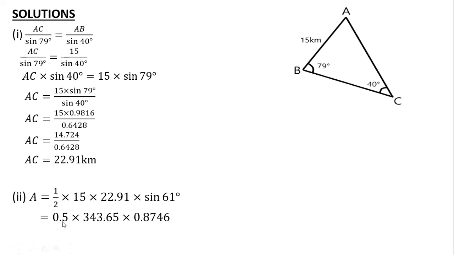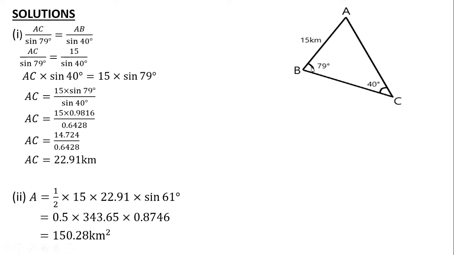Half is the same as 0.5. Multiply 15 times 22.91, you get 343.65. Sine 61 is 0.8746. Our area is equal to 150.28 square kilometers. Calculate the shortest distance from B to AC.